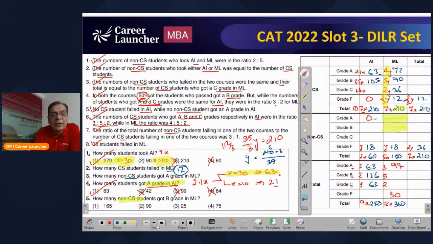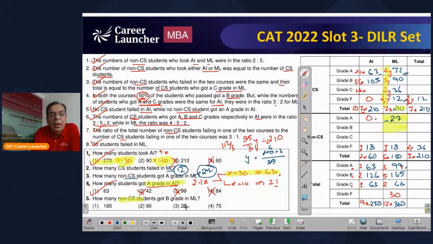This is 90. Yeah, so this will be 99. 33 into 3, 33 into 2 is 66. This is 165. So this is 72. This is 99. So grade A in non-CS will be 99 minus 72, so that will be 27. So how many non-CS students got a grade A in ML? Question C, the answer should be 27.